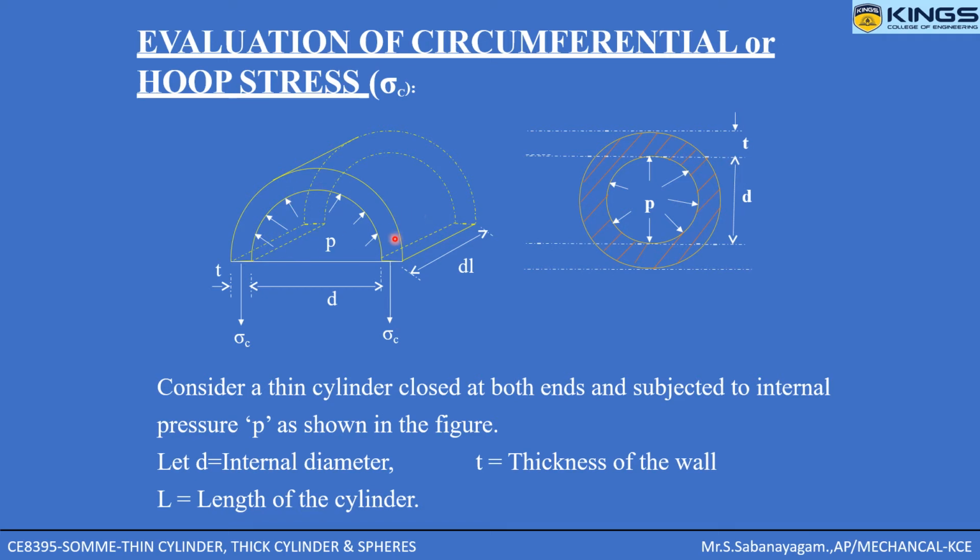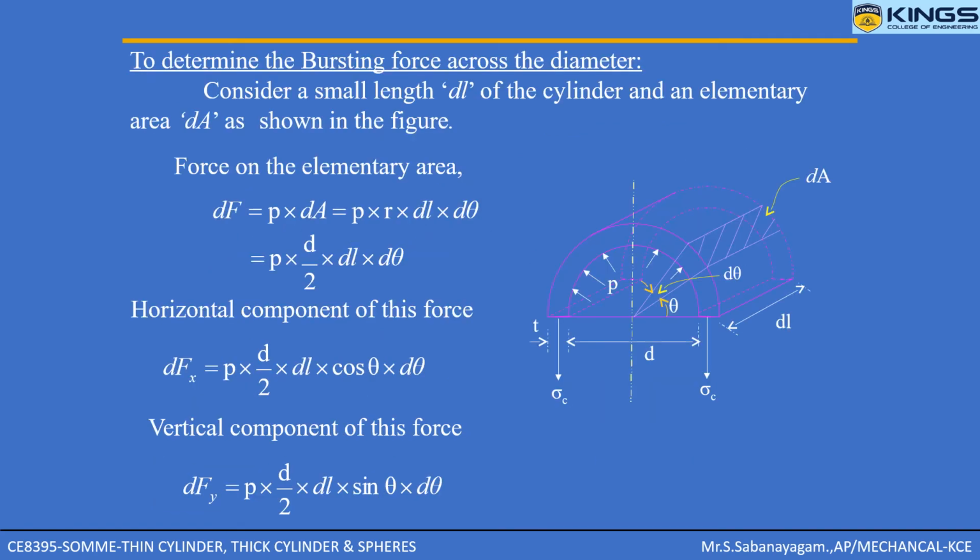This will be the upper half of the cross-sectional view: internal pressure, internal diameter, thickness of the hollow cylinder, elementary length. From this front view, this will be the internal pressure, the thickness of the hollow cylinder, that is the solid part of the hollow cylinder, and then the internal diameter, right? These are the parameters that should be clearly understood in order to evaluate the hoop stress.